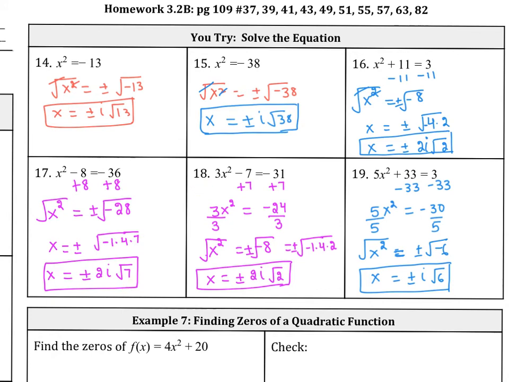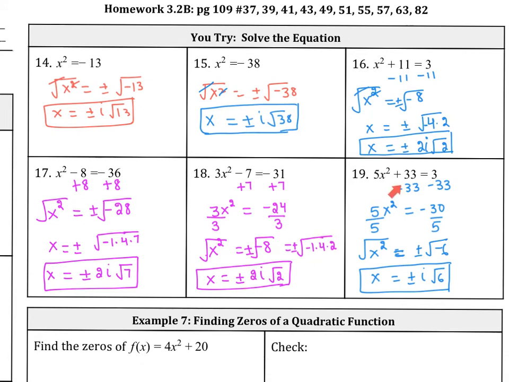For number 18, you add 7 on both sides, you get 3x squared equals negative 24. Divide by 3 on both sides, you get x squared equals negative 8. Take a square root on both sides, you get x equals plus or minus square root of negative 1 times 4 times 2. For negative 1, you write i outside. For 4, you write 2. And inside, you're left with square root 2.